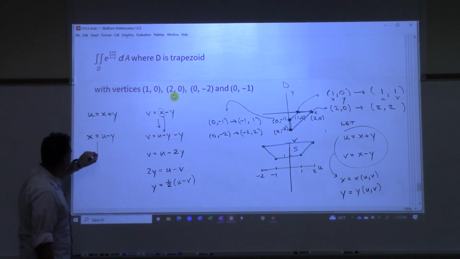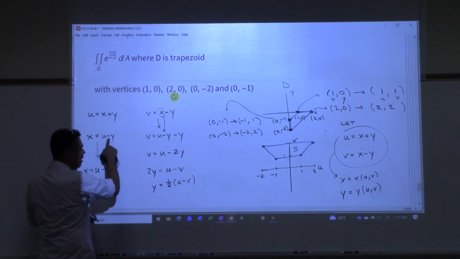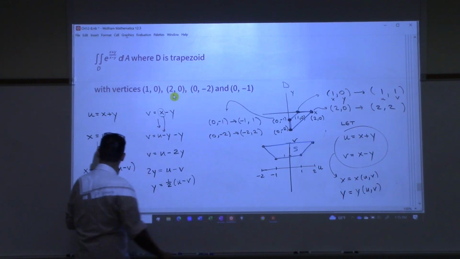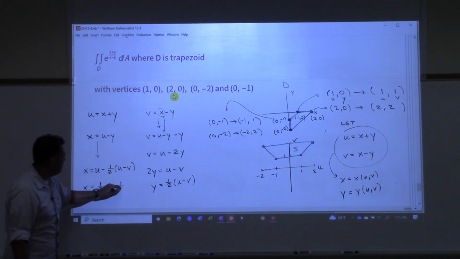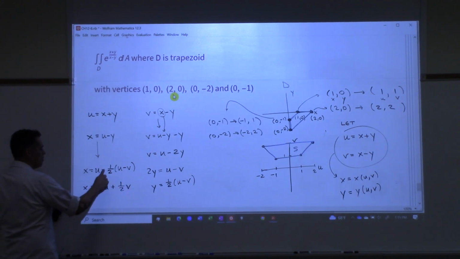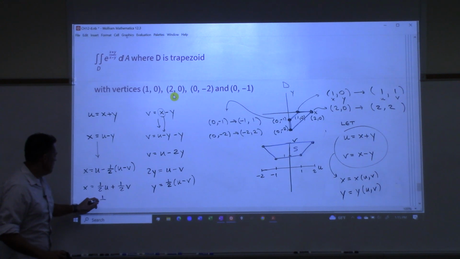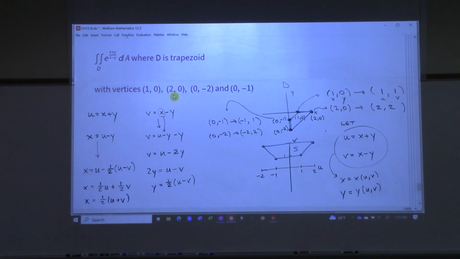So I'm going to come back to this, and I'm going to say x equals u, take away y, but that's y. So take away a half of u minus v, and then distribute that negative half through. So you wind up getting 1/2 u plus 1/2 v. Distribute the negative through, and then collect your like terms together. And then here, I think I'll factor 1/2 out. Like that. X is half of u plus v. Y is half of u minus v.